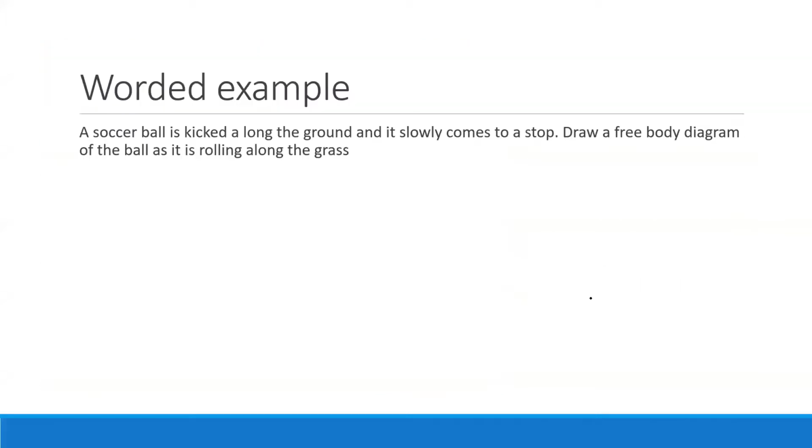So this question here is just a worked example, but I thought I would show you a worded question, just because I gave this question as well before. A soccer ball is kicked along the grass and it slowly comes to a stop. Draw the free body diagram of the ball as it's rolling along the grass. So if I've got a ball, I'm going to represent the ball as a point, and it's kicked along the grass and it slowly comes to a stop. What forces can you tell me are acting on this ball as it's rolling along the grass?